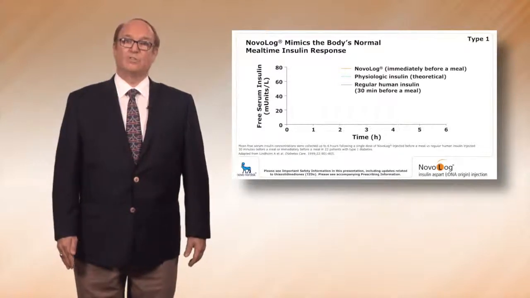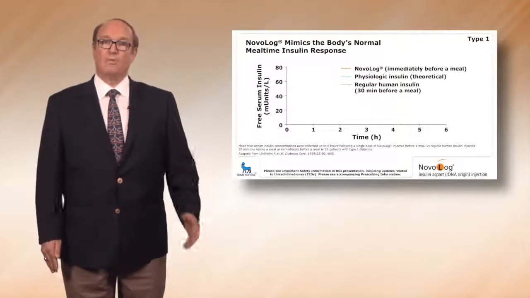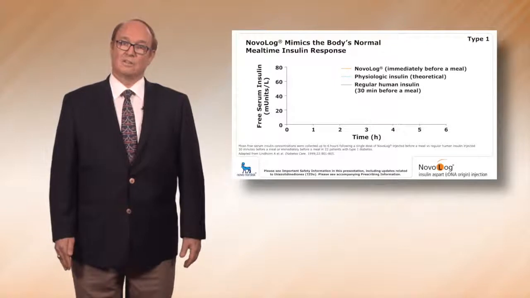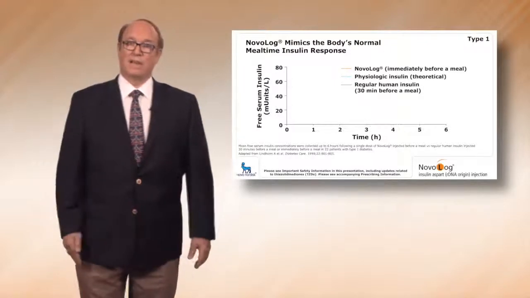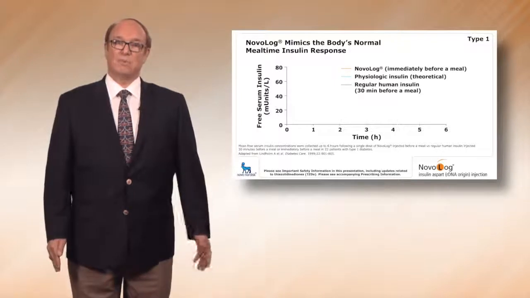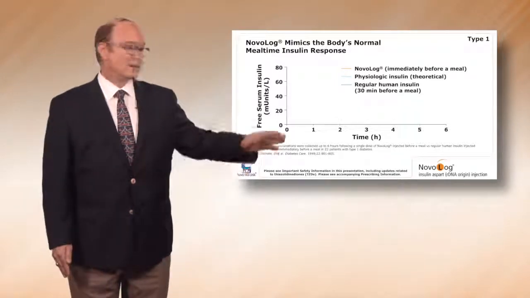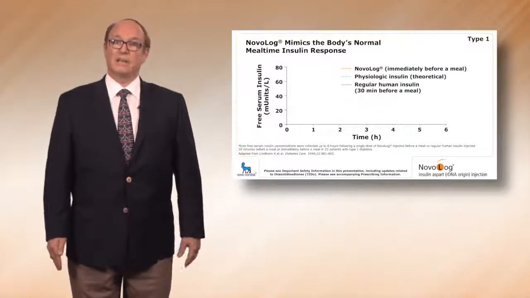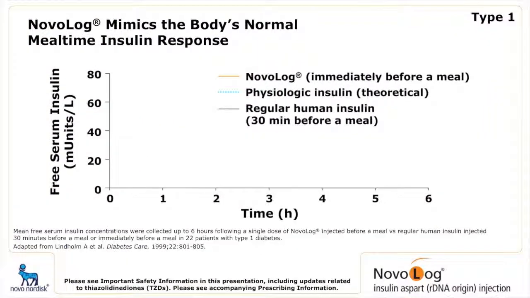Novolog is designed to closely resemble the body's normal mealtime insulin response. This was demonstrated in a randomized, blinded crossover trial in 22 patients with type 1 diabetes mellitus. In this trial, free serum insulin concentrations were measured for up to 6 hours after each of 2 treatment phases. The broken blue line represents the body's normal insulin response.